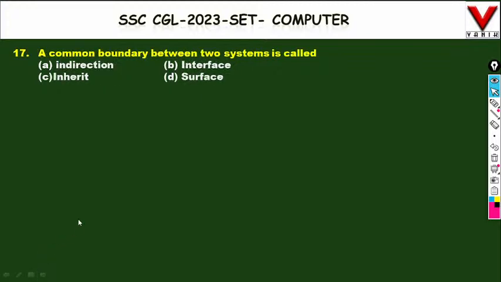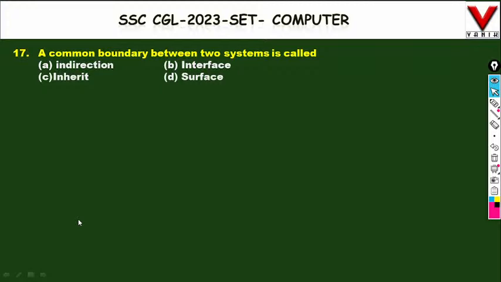Next question is: the common boundary between two systems is called as. So, the difference between the two systems. Suppose there is one system, node 1, and node 2. What is the common boundary between two systems called? Indirection, interface, inherit or surface.